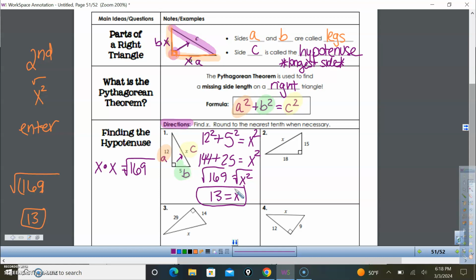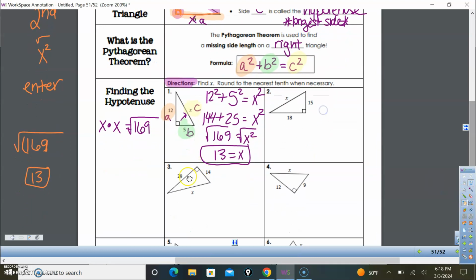So let's go ahead and jump down to question number 3. For question number 3, I'm going to start by identifying my hypotenuse, or my C value, and that is always opposite of your right angle. So I can see that opposite my right angle, I have x, so I'm going to write a C next to it. And then I know that my other two numbers are my legs, so I'm going to label this as A and this one as B.